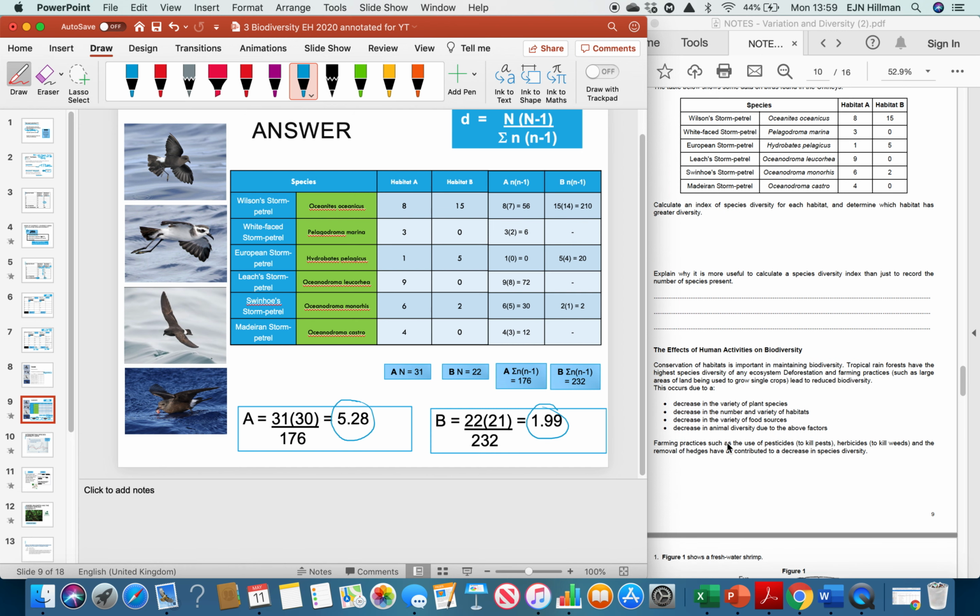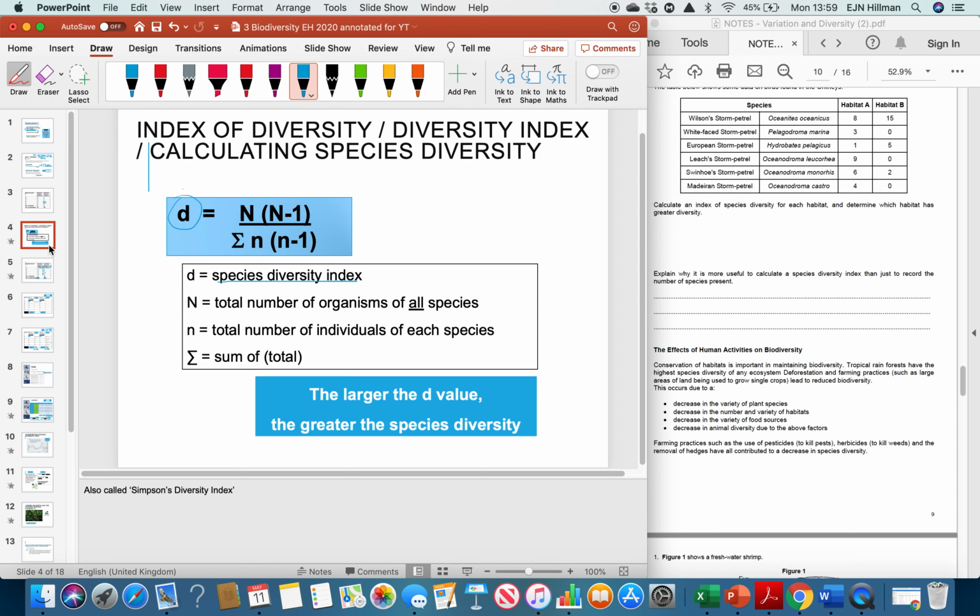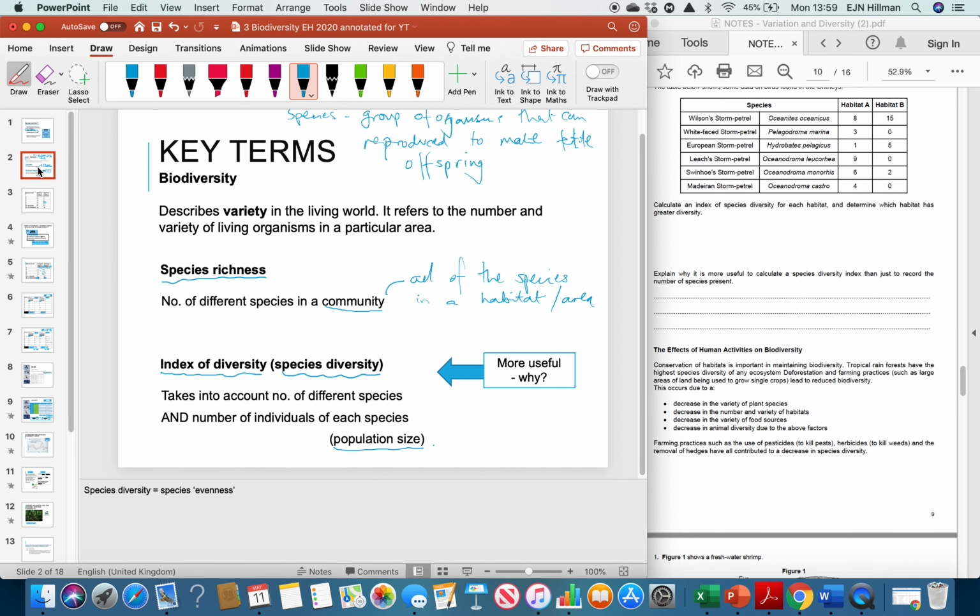Now, in this question, explain why it is more useful to calculate species diversity index than just to record the number of species present. Well, that goes back to what we said here. It takes into account the number of different species and the number of individuals of each species, and therefore gives us a better understanding of the evenness of the species present.